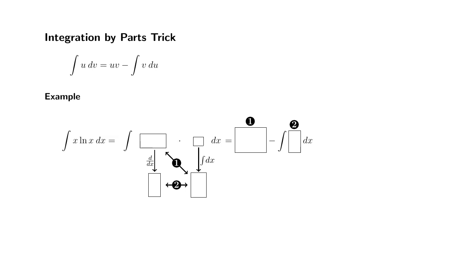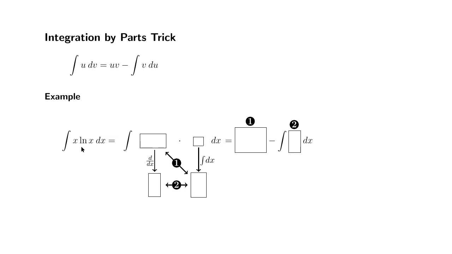Let's look at an example here: the integral of x times natural log of x with respect to x. First we have to decide on the first guy and the second guy. The first guy is always something that you know how to take the derivative of. The second guy has to be something that you know how to find the antiderivative of. In this case, since we don't know how to take the antiderivative of natural log of x, in fact, we're going to actually use the integration by parts to find it.